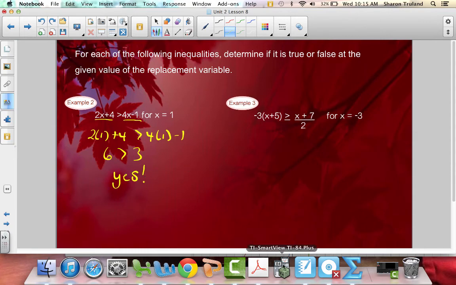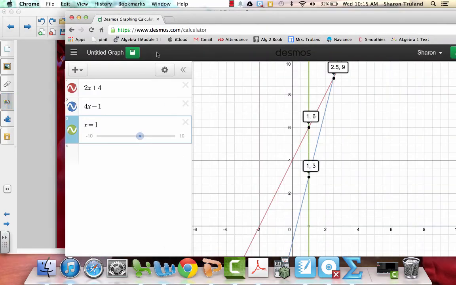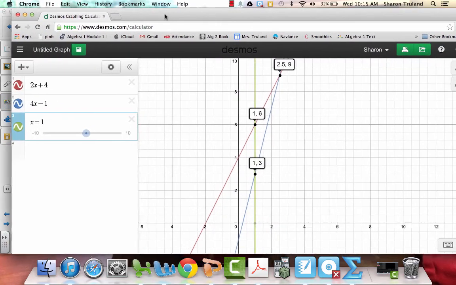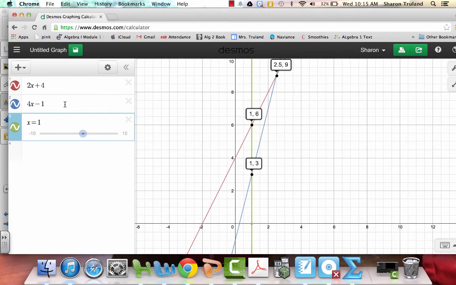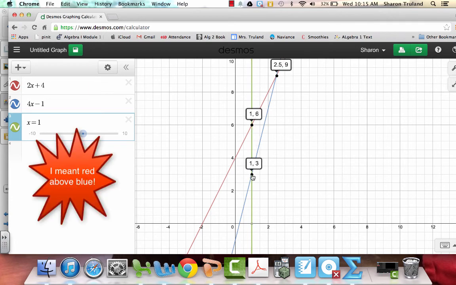All right, well, again, I want to look at it in Desmos. That makes it a little more interesting. So I've got my lines here. I've got my red line, 2x plus 4. I've got my blue line, 4x minus 1, and they wanted me to look at the value x equals 1. So that's what the green line is. At 1, is the red line above the green line? Yes, and look at the answer, 6 and 3.